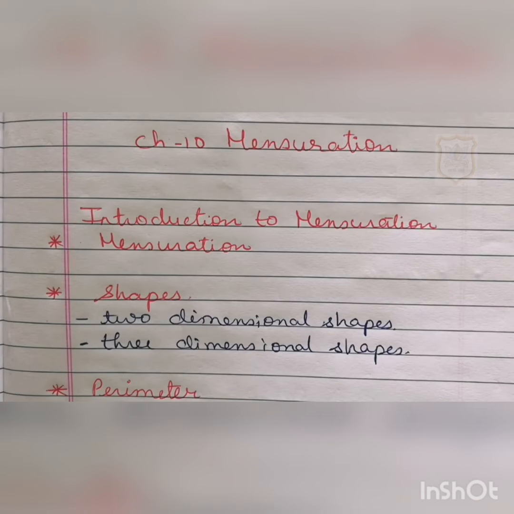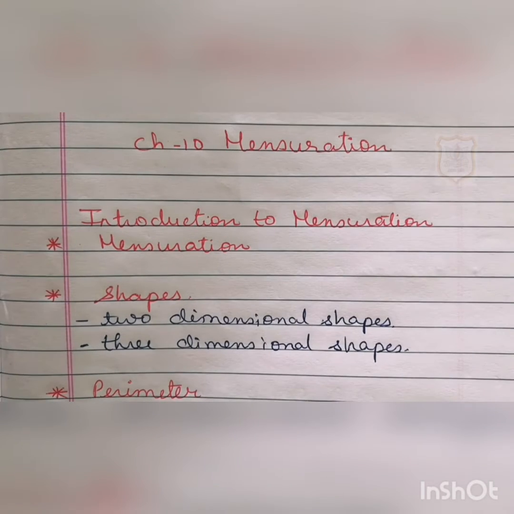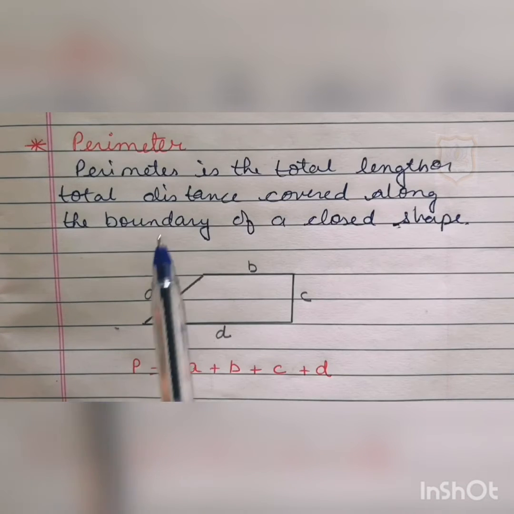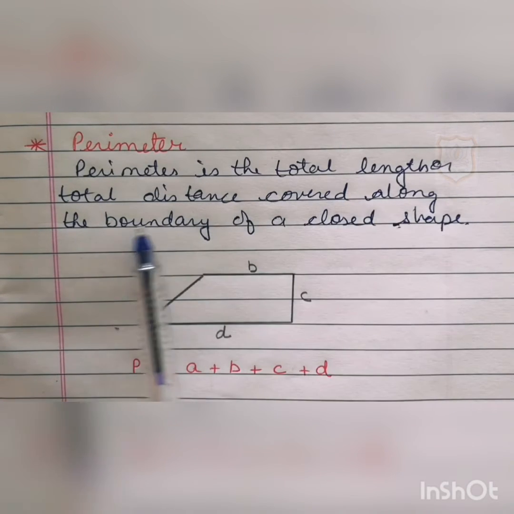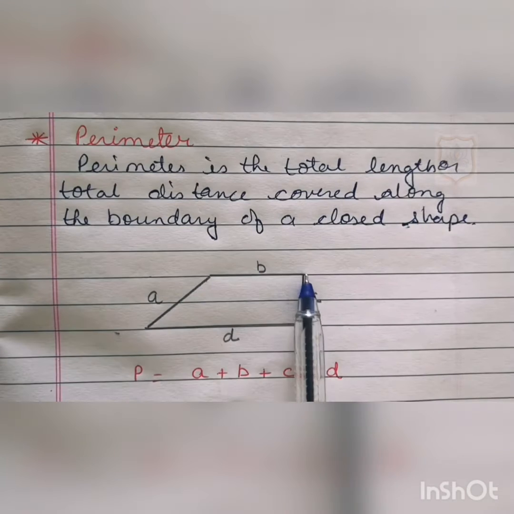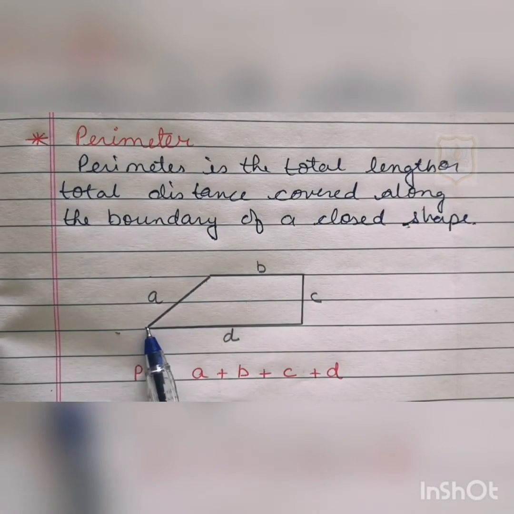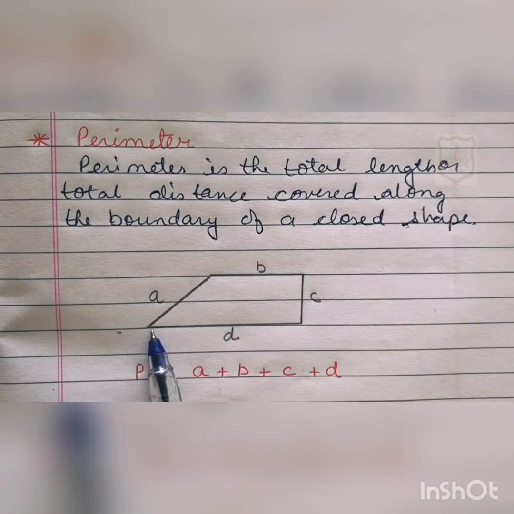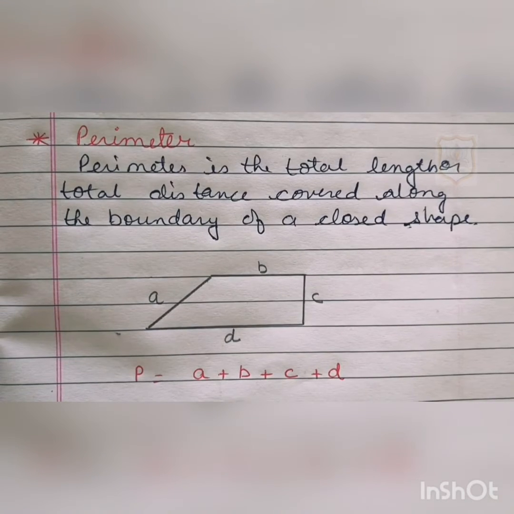Now what is perimeter? On page number 206 it is written, perimeter is the distance covered along the boundary forming a closed figure when you go around a figure once. So in other words, we can say that perimeter is the total length or total distance covered along the boundary of a closed shape. So we can say that perimeter is equal to A plus B plus C plus D. The total of all the sides is the perimeter of the given figure.